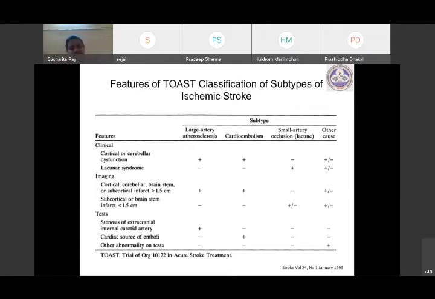The 3 Tesla, 1.5, forget it. 7 Tesla also exists, we don't have that. No need to have it. Also, even in 3 Tesla it is difficult to catch. So remember, a lot of the strokes have to be a clinical diagnosis. So small artery occlusion or lacunar strokes can be missed by the best available imaging modalities.